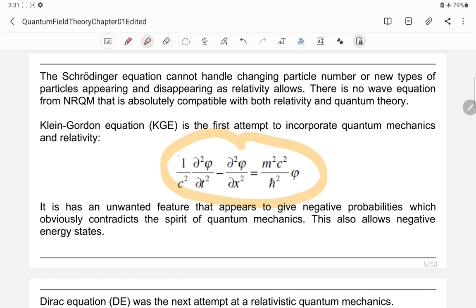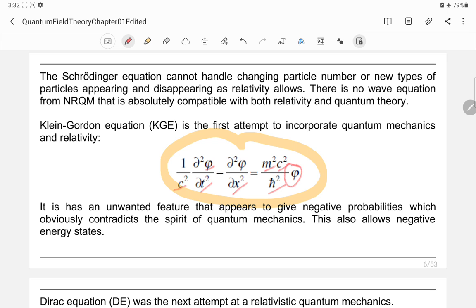Here you have the speed of light, c, and the phi here is just the field. By the way, field can be represented by particles, or particles have fields. And this is just the second order derivative with respect to time, and then you subtract there the second order derivative of the field with respect to space, and then you have here the mass m of the particle representing the field, and of course the speed of light, the Planck's constant, and the field.